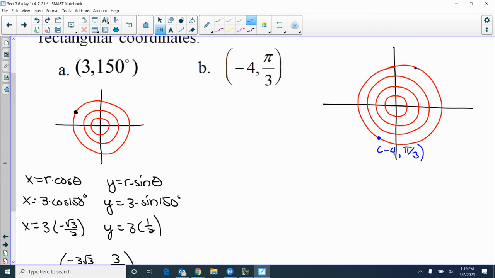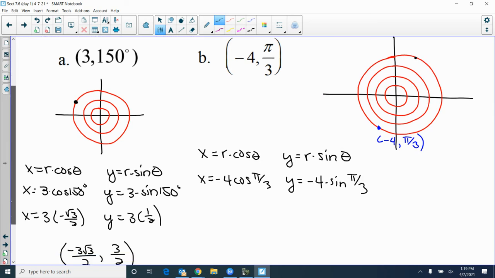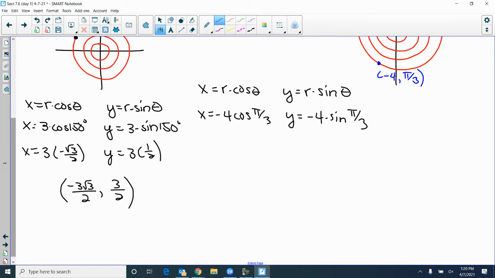All right, now x equals r cosine theta, and y equals r sine theta. Use negative 4 for your r, so it's x equals negative 4 times cosine of pi over 3, and y equals negative 4 times sine of pi over 3. Take a second, think about what pi over 3 is. You know that, keep going. Cosine of pi over 3 and sine of pi over 3.